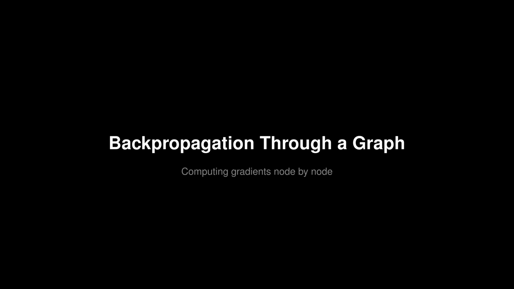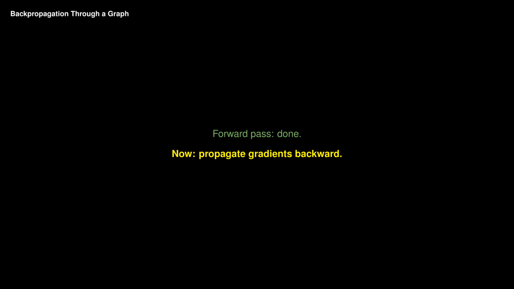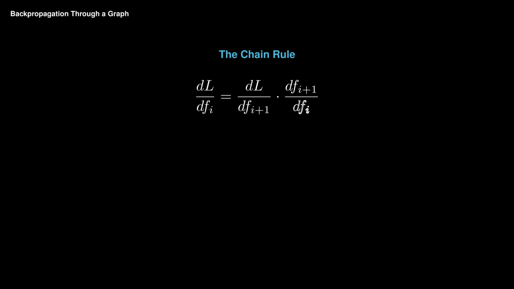Backpropagation through a graph. We have our computational graph with all the forward pass values. Now we want to compute how the loss changes with respect to every intermediate value and every parameter. This is backpropagation. The key tool is the chain rule.